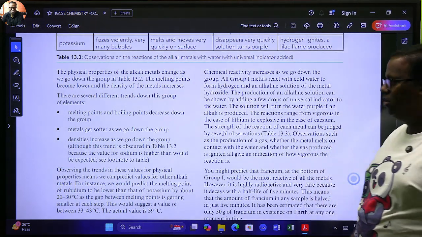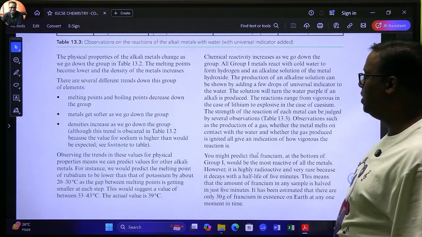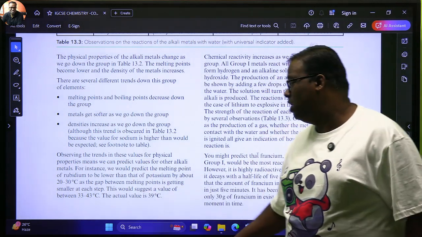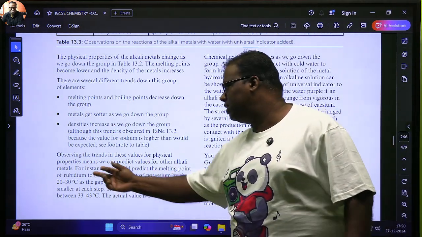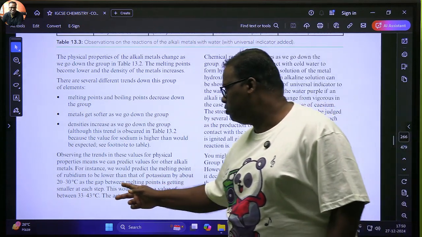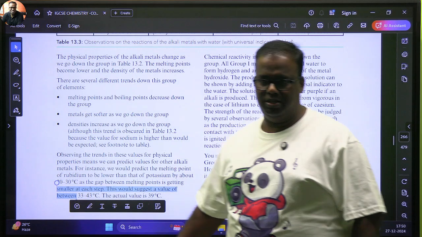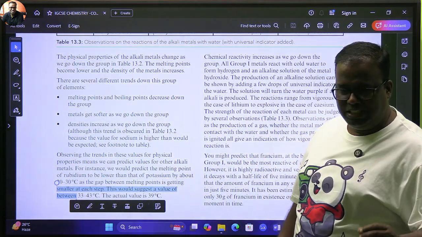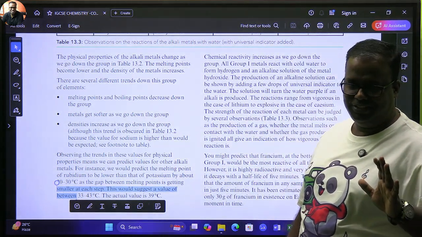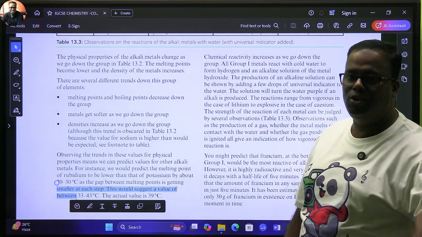Clear? Okay. On observing the trend in these values for physical properties, we can predict, and this portion is the important portion, the values for other alkali metals. For instance, we would predict the melting point of rubidium to be lower than that of potassium by a gap of 20 to 30. If you write 32, nobody will tell it wrong. They just want to see whether you have been able to decipher that logic or not.